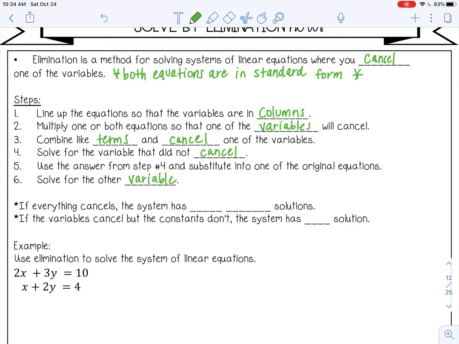All right, a couple of notes. If everything cancels, so all the variables, everything cancels, the system has all real solutions. If the variables cancel but the constants don't, the system has no solution.